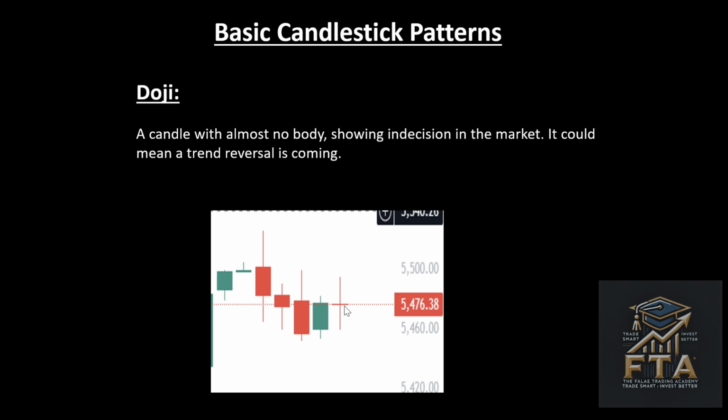As you can see, massive wick on top, massive wick below, and the body of the candlestick is relatively insignificant. It's almost less than the size of a pip. So a doji usually means something might be changing in the market, but it's no guarantee. It's just an early warning sign.